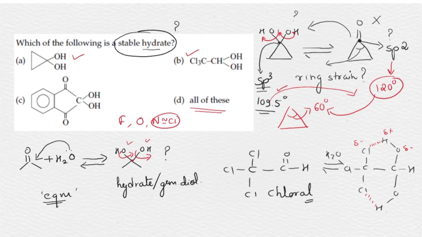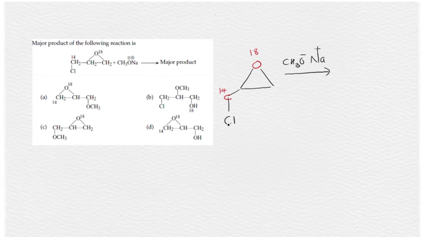also stable. If A and B both are stable as hydrate, obviously, the ninhydrin molecule, this is called ninhydrin, is also stable. But what is the reason? You can see that this also exhibits intramolecular hydrogen bonding like this. Hence, what should be the correct answer here? All of these.